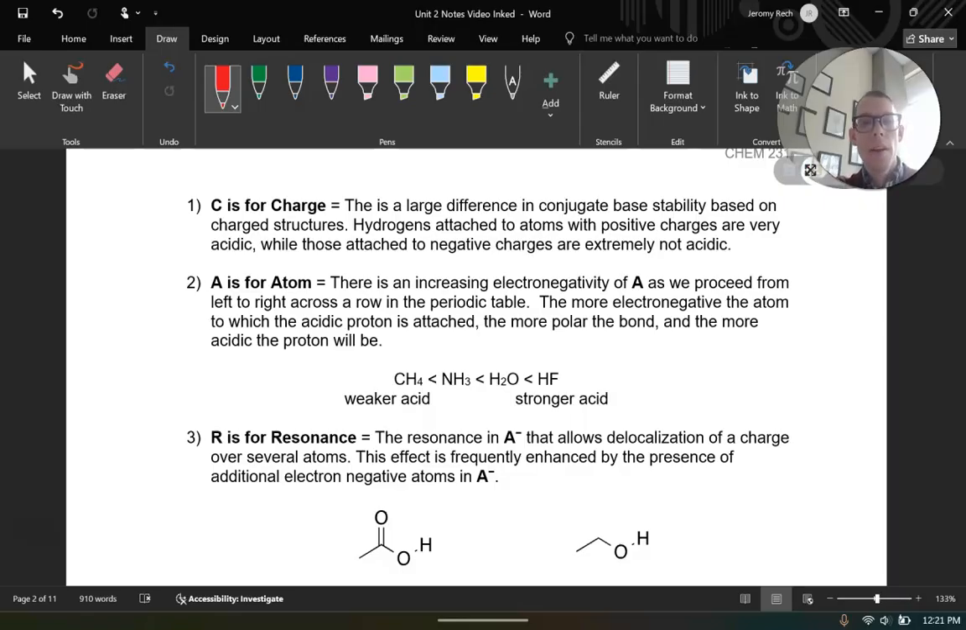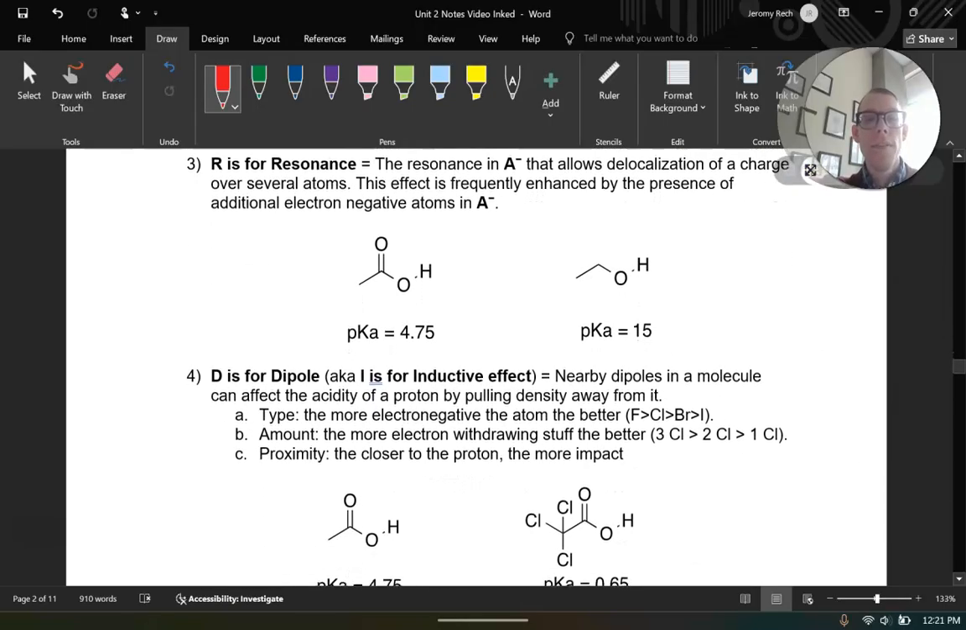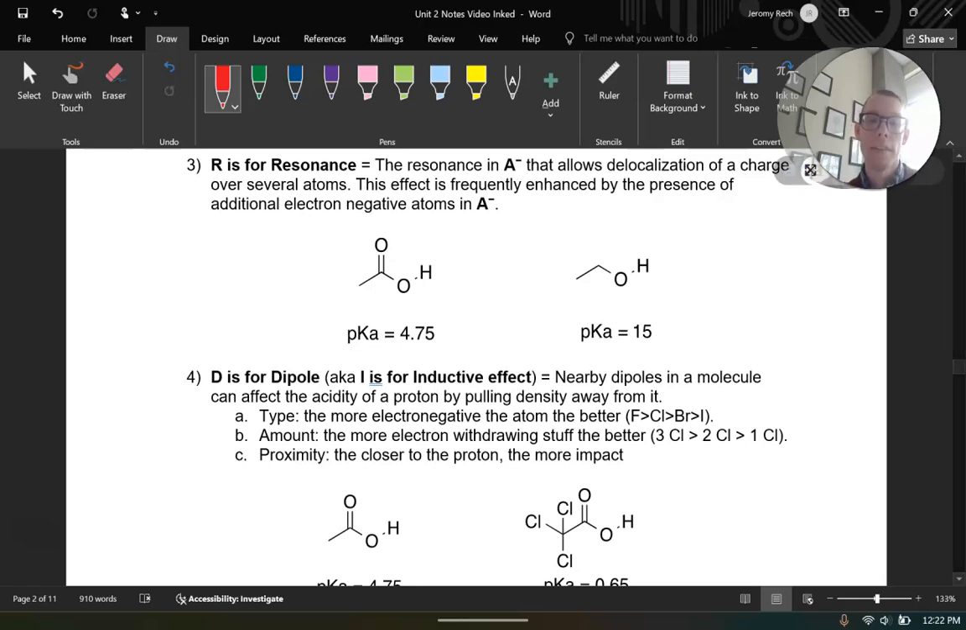Now, in general, if you have a charge, and you'll have a charge a lot of the time, you'll have a lone pair carrying a negative charge. If that charge is stuck on one atom, that single atom needs to carry all of that weight of that charge. If you can spread out the load to multiple different atoms, that is going to help a ton in terms of stability. So there are two ways in which you can spread out that load. One is through resonance. The second is through the inductive effect, and that's through dipoles. Resonance is better. The inductive effect has a smaller impact.